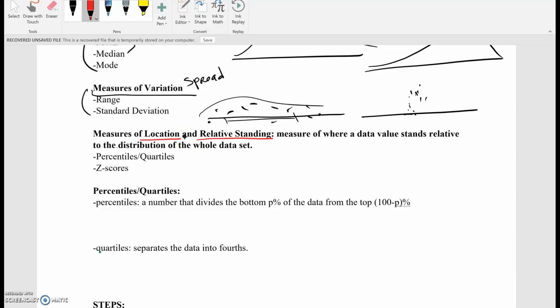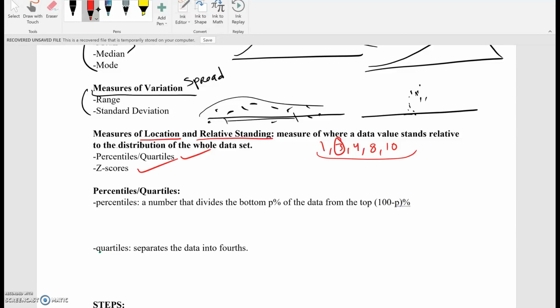deviation. Okay, so there's one last type of measure, and that's what we call the measure of location and relative standing. So basically what that is, is just a measure of where a data value stands relative to the distribution of the whole data set. So if I had a set of numbers, like let's say 1, 3, 4, 8, and 10, okay? If I was looking at this number 3, where exactly does this 3 stand relative to every other number? And the way that we can describe this 3 is using percentiles and quartiles and z-scores.